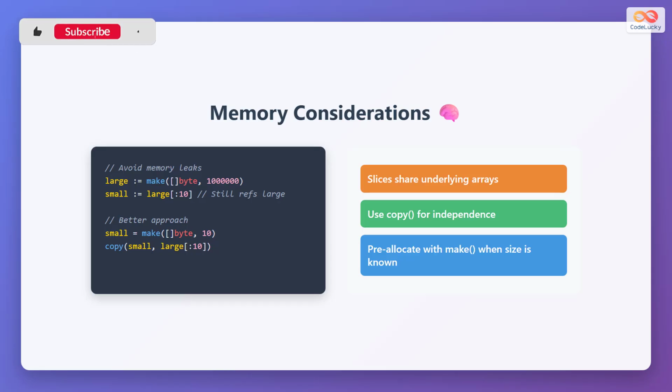For example, if you create a small slice from a large slice using slicing, the small slice will still reference the entire large array, preventing it from being garbage collected. To avoid this, you should create a new slice with the desired size and copy the required elements into it. If you know the size of slice beforehand, pre-allocate memory using the make function.